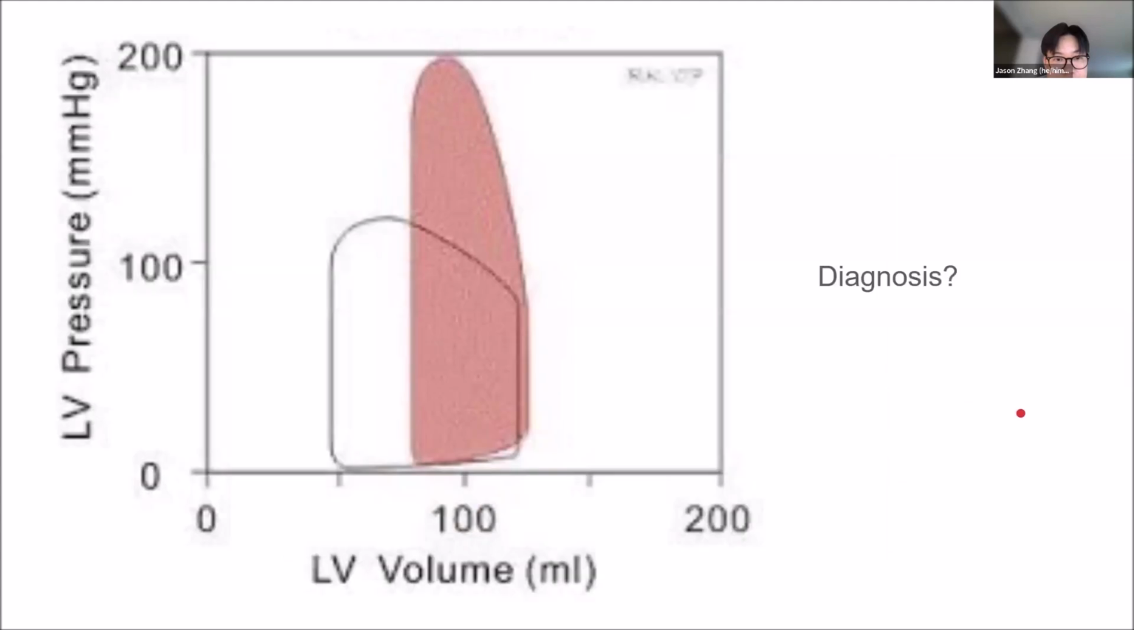So this picture is terrible, but the red is an abnormal pressure volume loop compared to the normal one. So someone tell me what disease this is showing. Okay, great. Aortic stenosis, and you know this because there's increased end systolic volume, as well as increased afterload, and this will present as a very increased pressure.